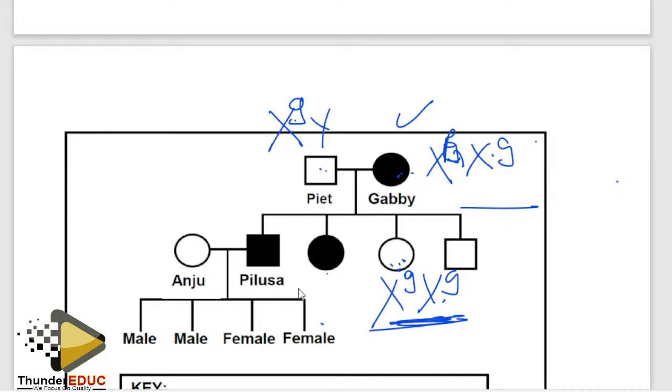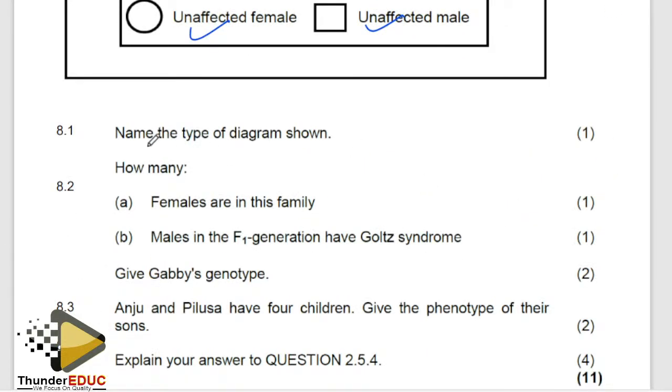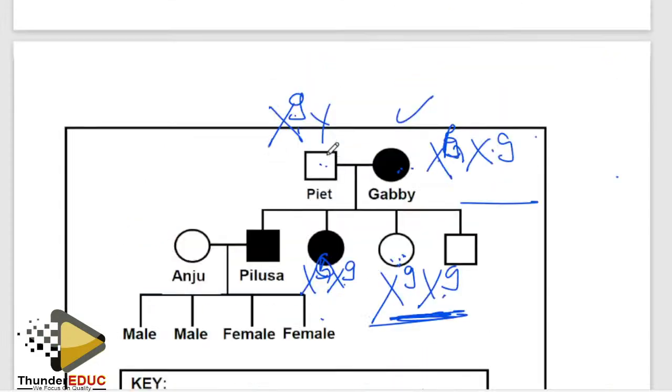What about this? This is a female who is sick. Therefore, this female can't be homozygous dominant. She is going to be capital G and then small g. Why? Because one X came from here, and then another G came from there. Do you understand? Yes. Now, name the type of diagram: it is a phylogenetic tree.